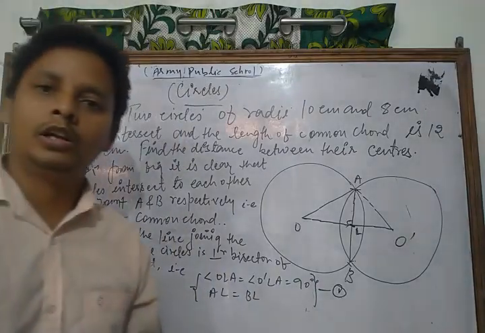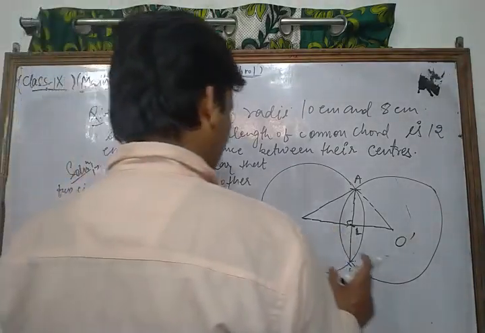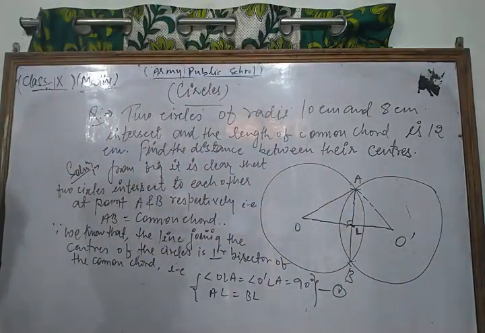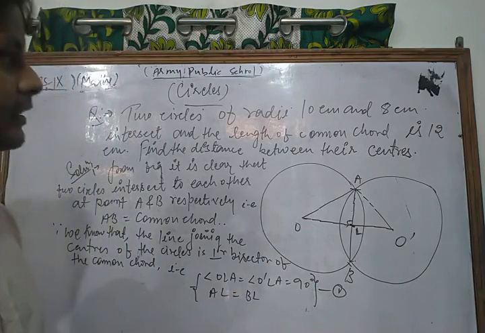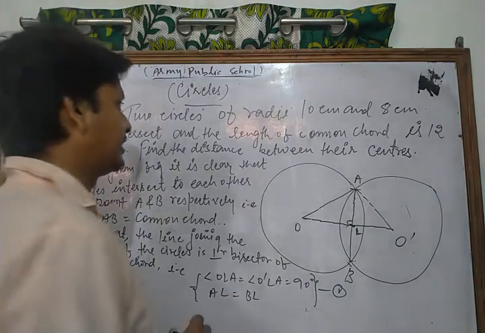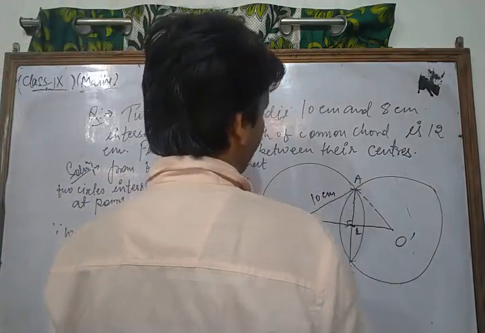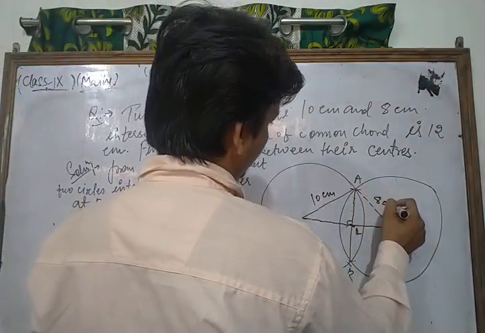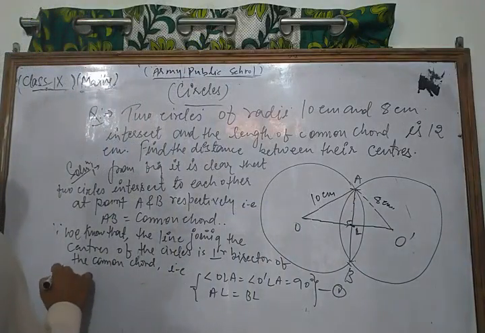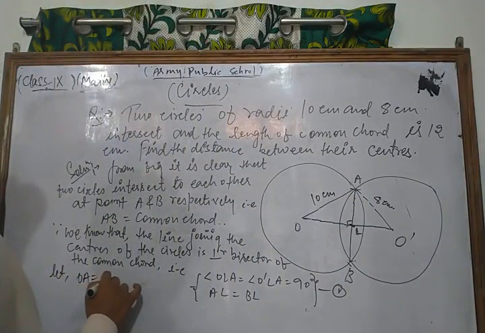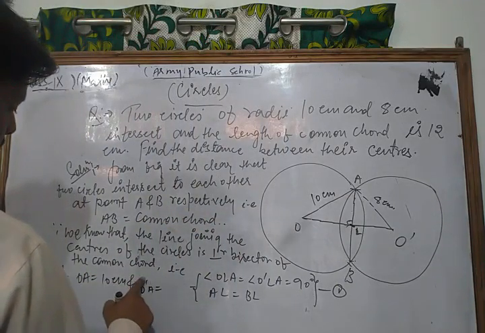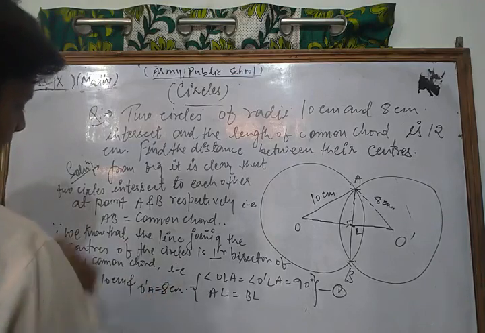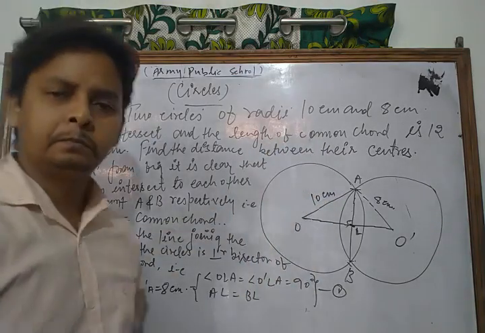This is the theorem, which says that AL is equal to BL. Now what do I do? In both cases, in those triangles, the radii are given. The radius is 10 centimeter, so let us take OA is equal to 10 centimeter. This is the radius of the bigger circle, and O dash A is equal to 8 centimeter. This is the radius of the smaller circle.